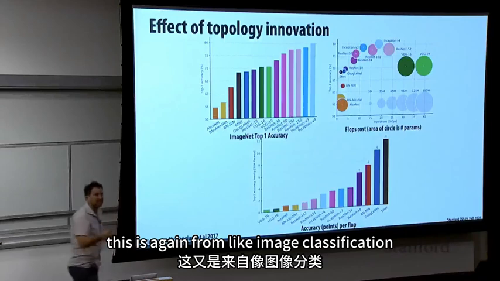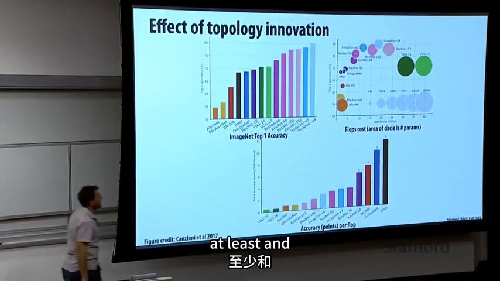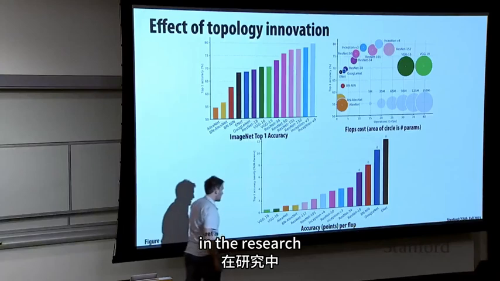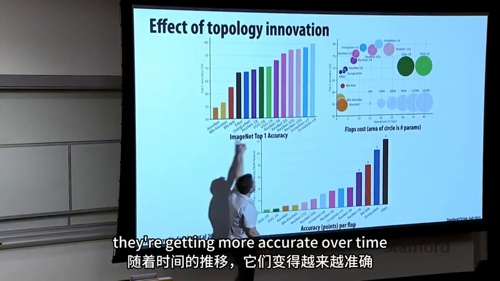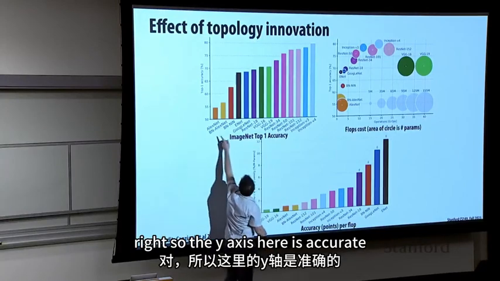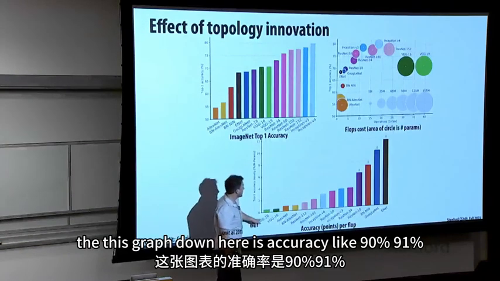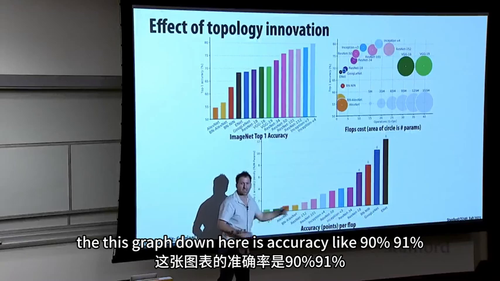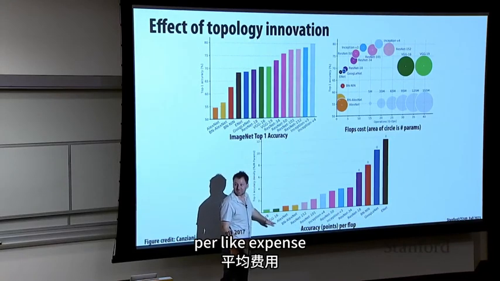This is again from image classification, the task that got a lot of this started, at least. And these are different networks that people designed in the research. Basically they're getting more accurate over time, right? So the y-axis here is accuracy, how well they classify objects in an image, or what's in an image. This graph down here is accuracy, like 90%, 91% per flop, per expense.